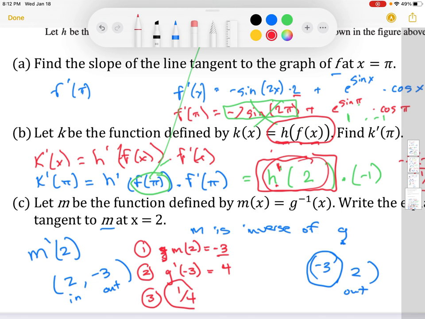So this is the slope for the inverse function of g at this point. And so my last task would be to write an mx plus b form. I'm actually going to write it in point slope. But it'd be y plus 3 equals 1/4 x minus 2. This is my equation.